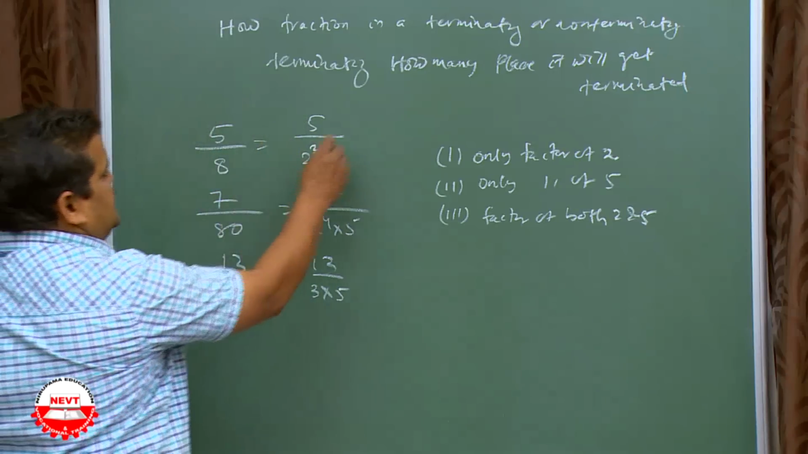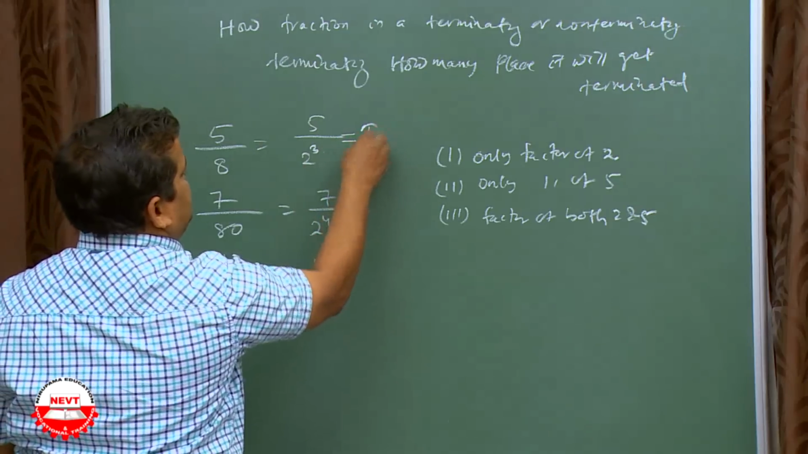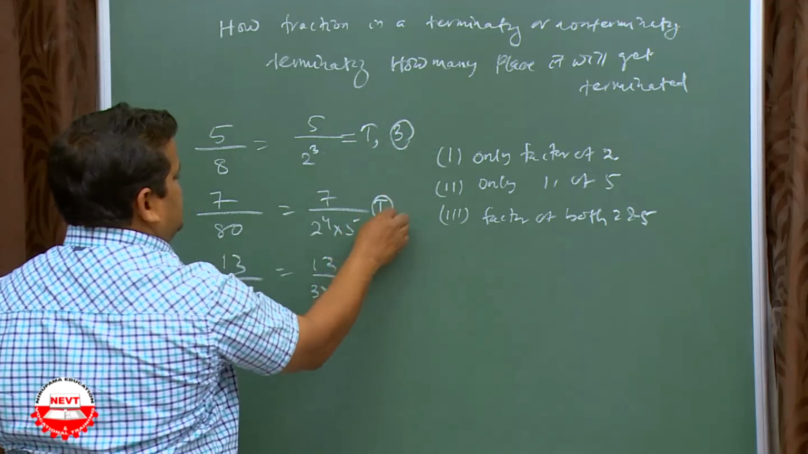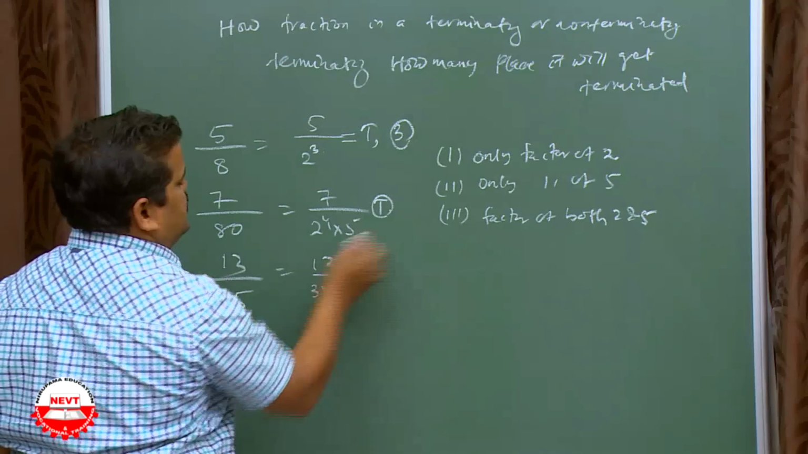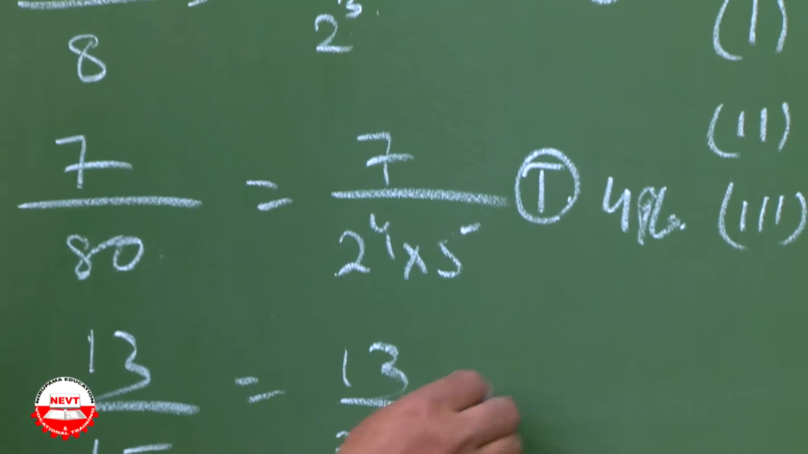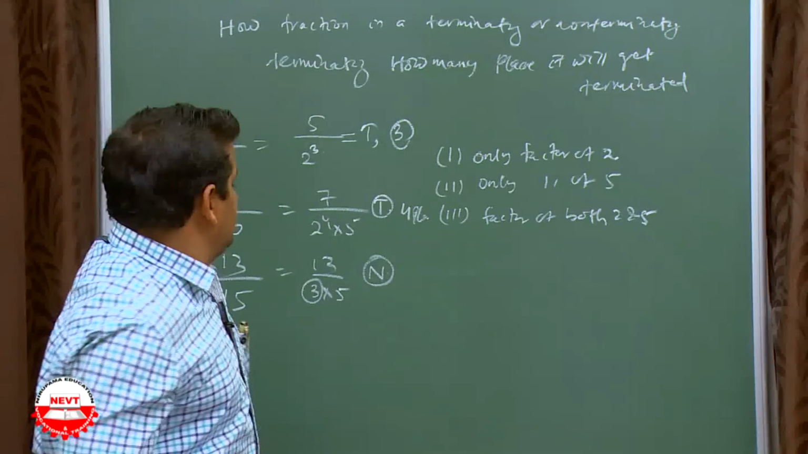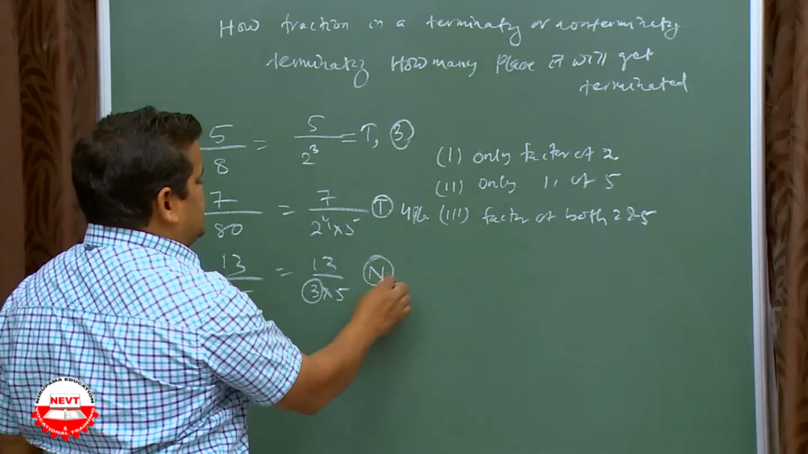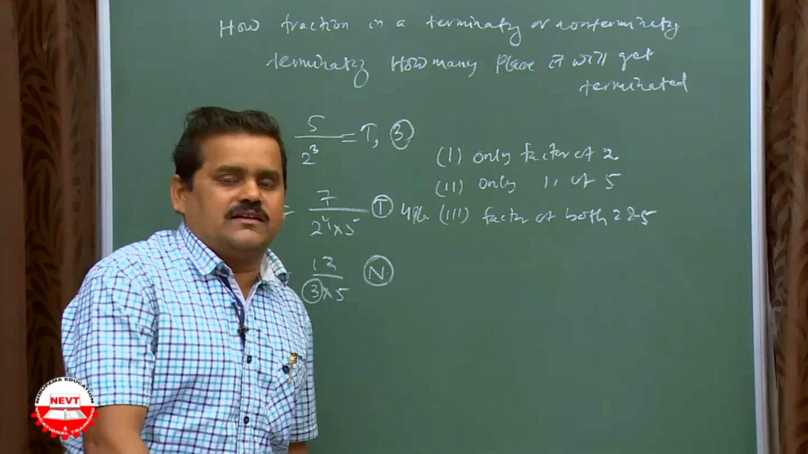Okay? Here you just see it is a terminating decimal, terminating after 3 places. Here it is a terminating decimal, terminating after 4 places, because 2 to the power 4 and 5, that means the highest exponent of 2 is 4, therefore it terminates after 4 places. But here this is a non-terminating decimal because here 3 is another factor. So if any other factor is there except 2 and 5, in that case it is a non-terminating decimal, but it is a recurring decimal.